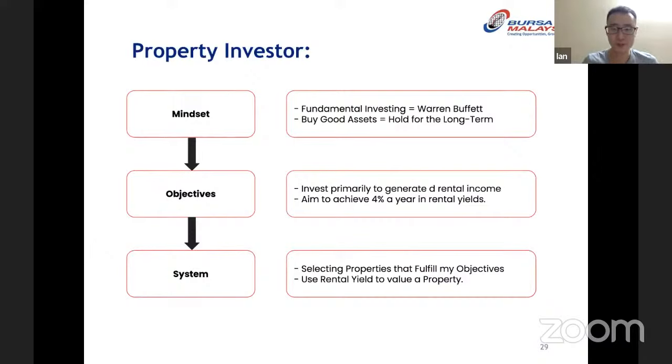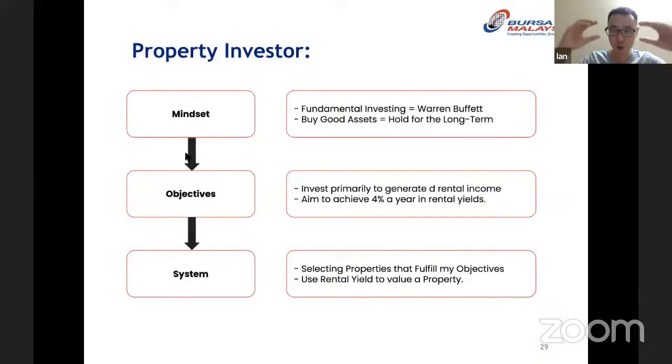So what's the system? I will build a system whereby I put in the criteria that I would like my properties to have, and I will use that criteria, the checklist, to assess the properties. From there, I will use rental yield to evaluate the property and calculate my offer price so that I will not overpay for my property. So that is the process. That is an investment system.